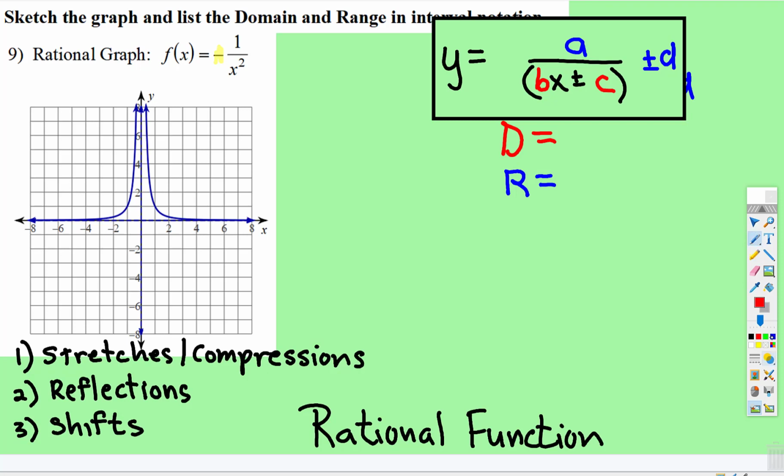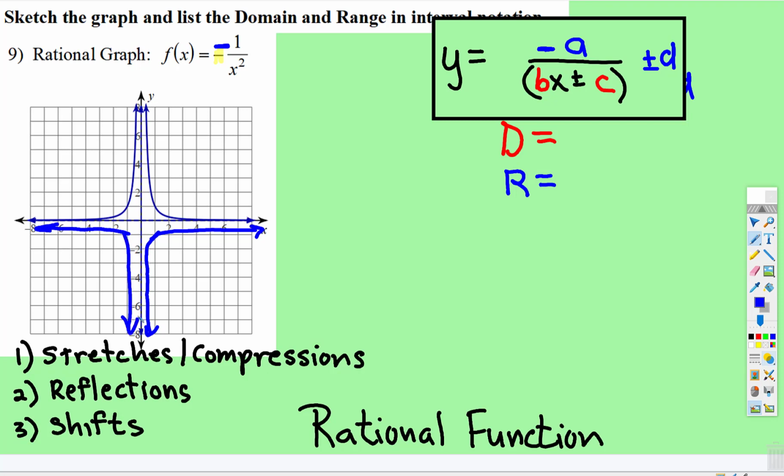And when that negative sign is in front, you can read it as attached to the A. So remember what we learned about reflections? If the A is negative, it's going to reflect over the x-axis. So this graph right here is simply going to look exactly like that, except reflected over the x-axis.